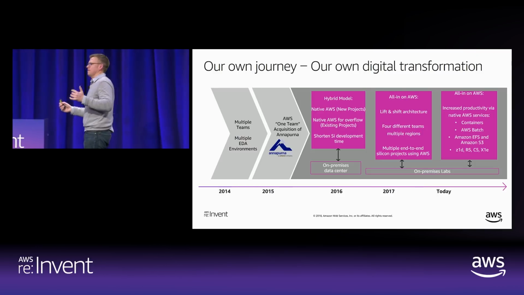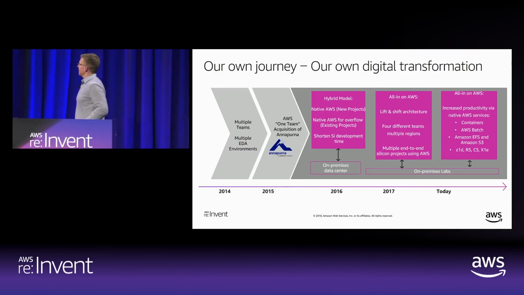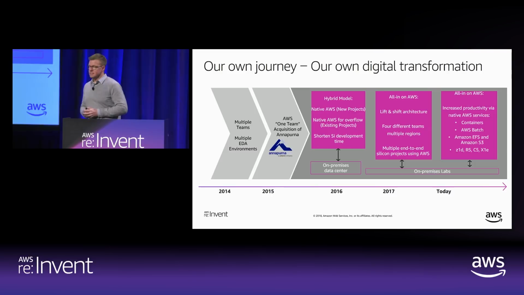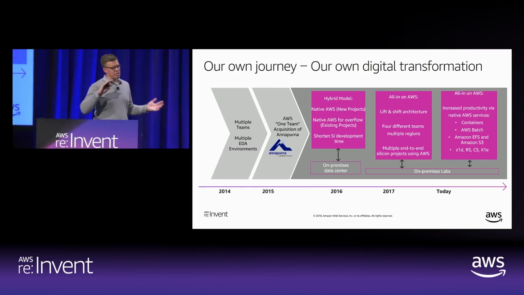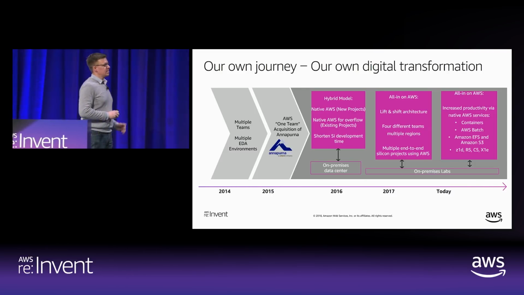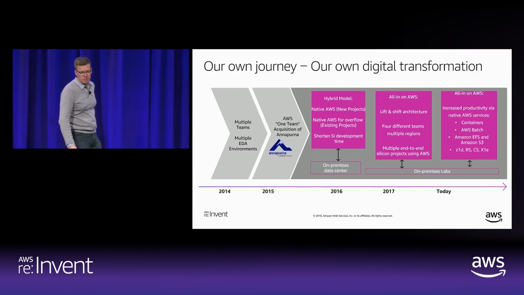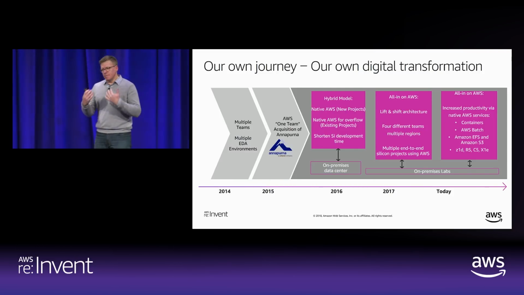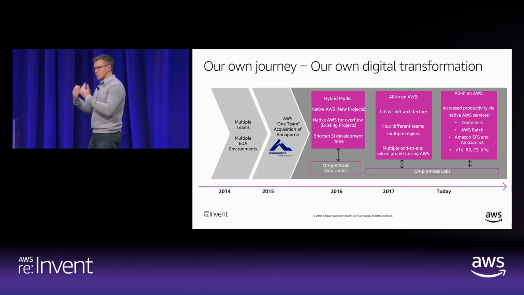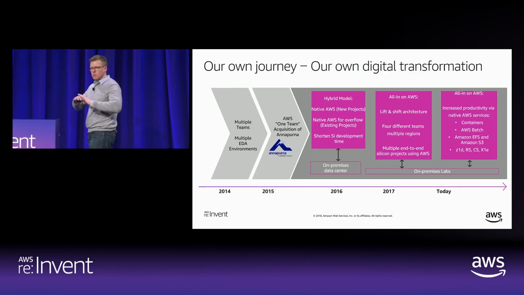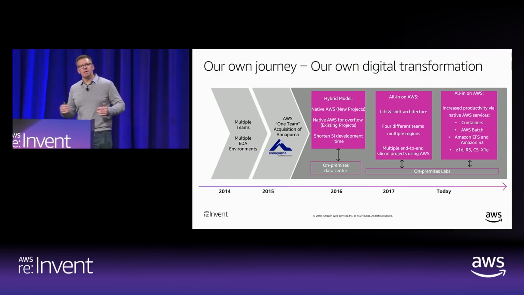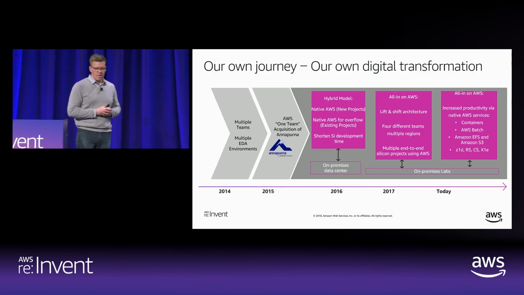There's a lift and shift. That got us there quick. We had different teams, multiple regions, and we did an end-to-end silicon project on AWS. The on-premise infrastructure stayed where it was. We maintained that, but we moved to the cloud.